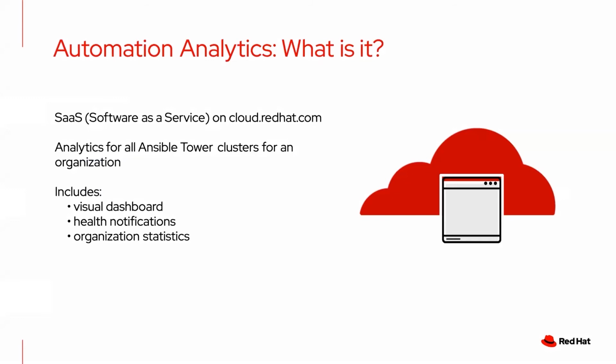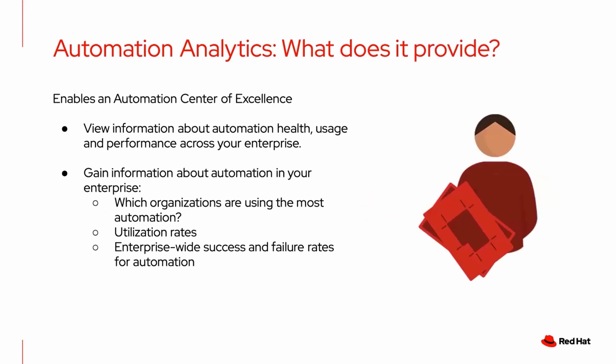So automation analytics. This is a software as a service solution on cloud.redhat.com, which is our central point of management for all things cloud. You can integrate that and collect Ansible automation analytics for your organization there, giving you the dashboard, health notifications, and organization statistics. This is completely optional. You do not have to do this. And of course, if you're on a disconnected network, it doesn't make a lot of sense, but it does give you that central part of data collection. And it feeds into our management tool, Red Hat Insights, which is our predictive analysis service.